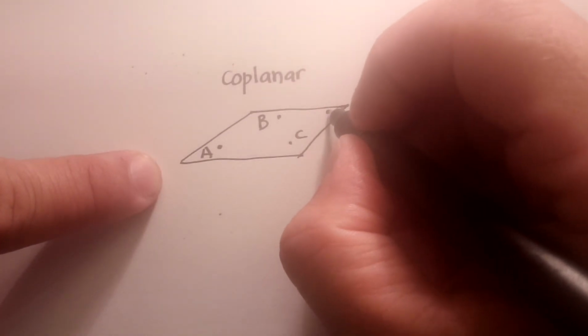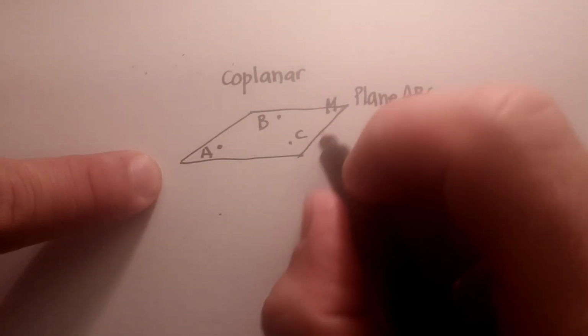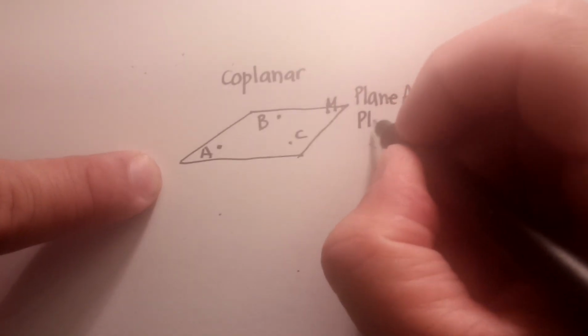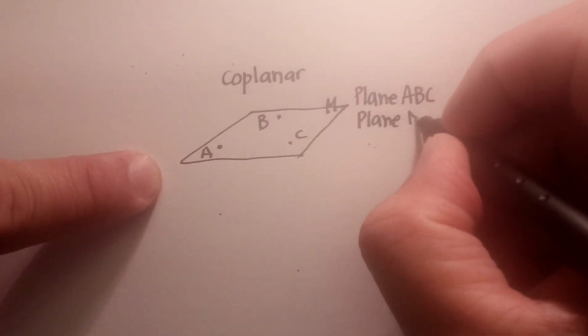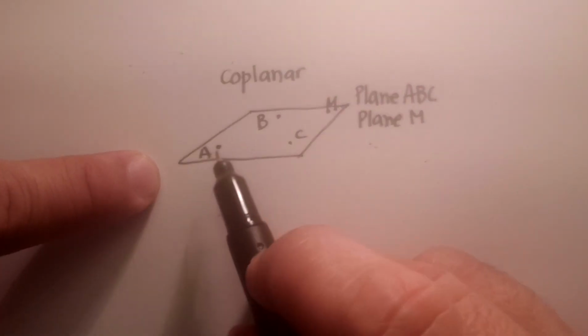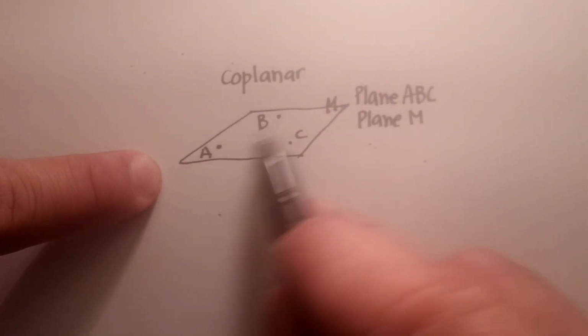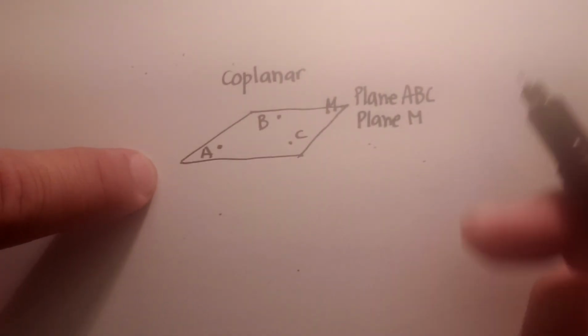I could put another little designation up here. And it's not even a dot, actually. I shouldn't have done that. But let's say I could call this M. So this could be called also plane M. Okay. But A, B, and C are coplanar because they rest on the same plane.